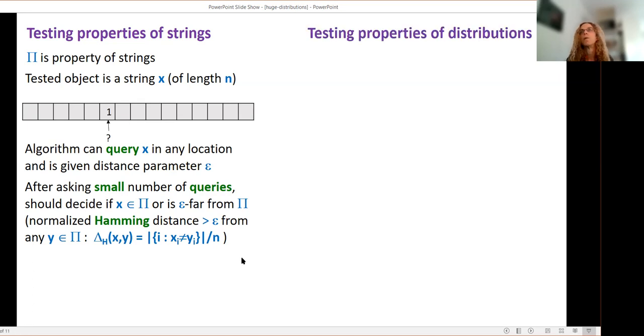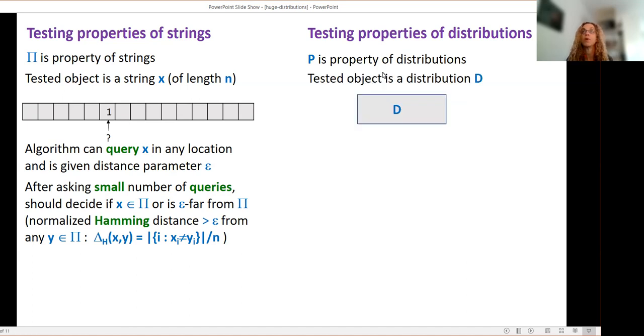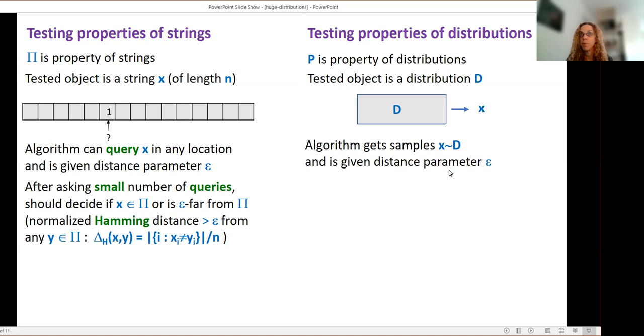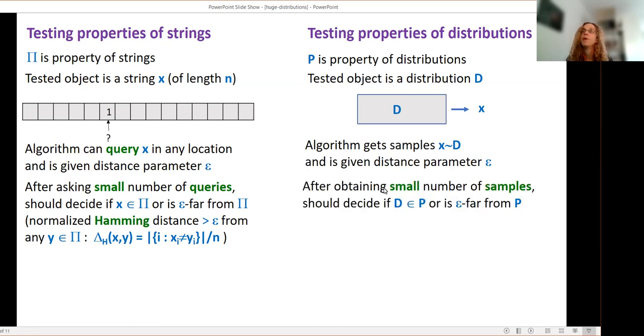The other model for testing properties is testing properties of distributions. Here, P will denote a property of distributions. The tested object is a distribution D. The algorithm gets samples X distributed according to D, and it is also given a distance parameter epsilon. Here, after obtaining a small number of samples, the algorithm should decide if the distribution belongs to the property or is epsilon far, where distance is the total variation distance.